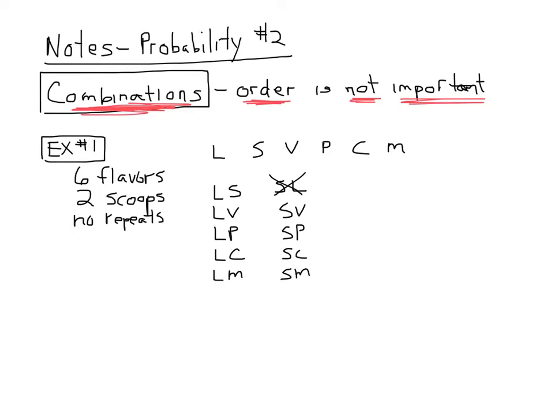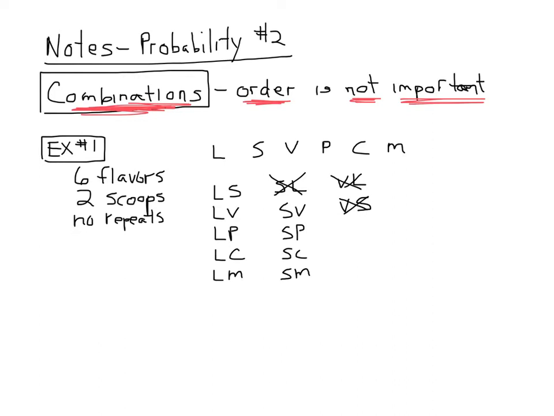Now with vanilla, I'm not going to write vanilla lemon. I already have vanilla and lemon. That's the same ice cream cone. I'm also not going to write vanilla and strawberry. I already have vanilla and strawberry listed. Those are the same combinations. So I don't want those two. The order is switched around, and that doesn't matter. It's the same order of ice cream.